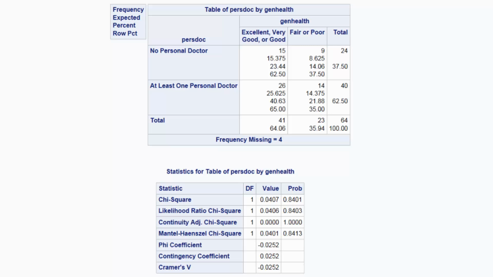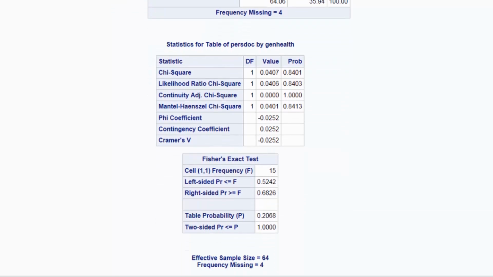I do want to point out one final thing. Whenever cell counts are less than 5, the Chi-Square test may not be valid. In that case, we should use Fisher's exact test instead. And because the Chi-Square test is non-directional, we should use the two-sided p-value. In this case, using Fisher's exact test would not change our conclusions.